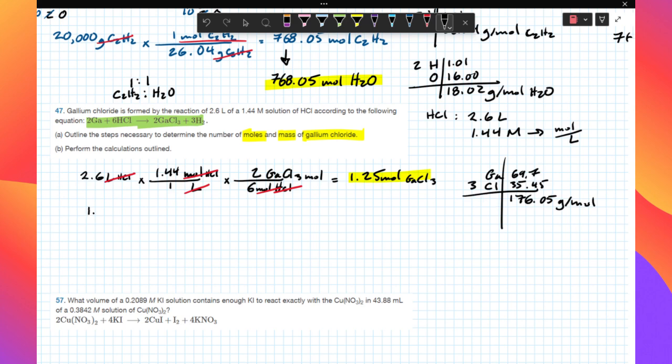We have 1.25 moles of gallium chloride and a mass of 176.05 grams per mole. That gives us our final answer of 220.06 grams of gallium chloride.